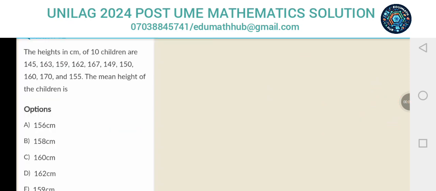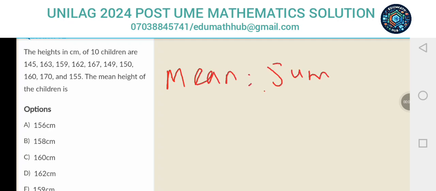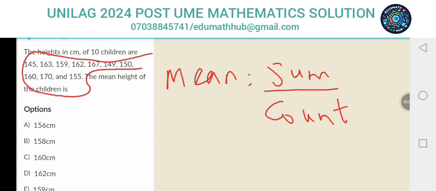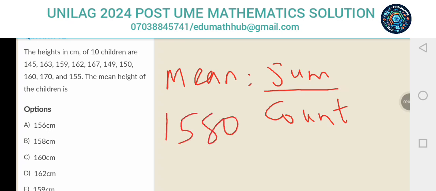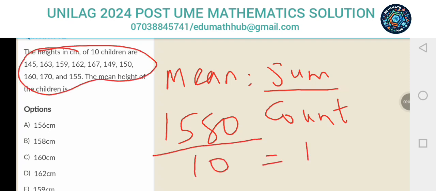So for this next question, we are told that the heights in centimeters of 10 children are given, and they gave us all these numbers here. We have to find the mean height of the children. To find the mean, it is equal to the sum divided by the count. So you have to add all these numbers first, then divide by 10. If you add all these numbers, you're going to get 1580. Then just divide by 10, and that will give you 158. So that is the mean. The mean is 158 centimeters. So go there and pick 158 as your answer.